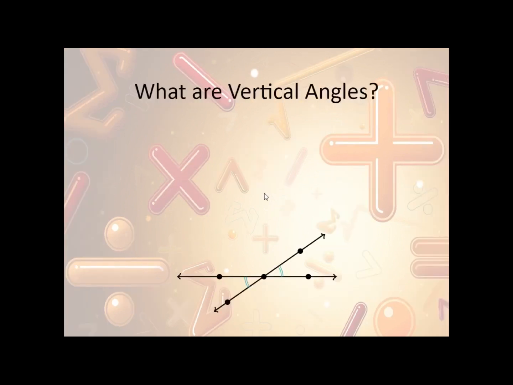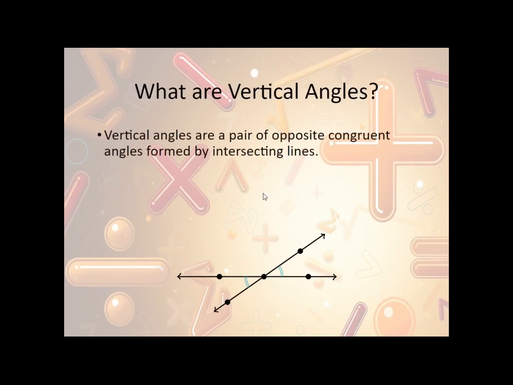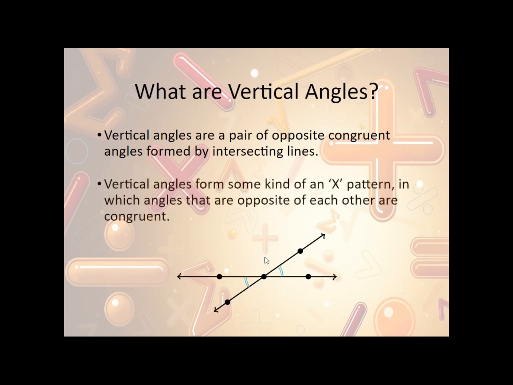Now, what are vertical angles? Vertical angles are a pair of opposite congruent angles formed by intersecting lines. So we have two lines here, and they cross each other, and notice that we have two angles formed here and two angles formed here. Vertical angles form an X pattern, and the angles that are opposite of each other are congruent. So this angle and this angle would be congruent, and this angle and this angle would be congruent.